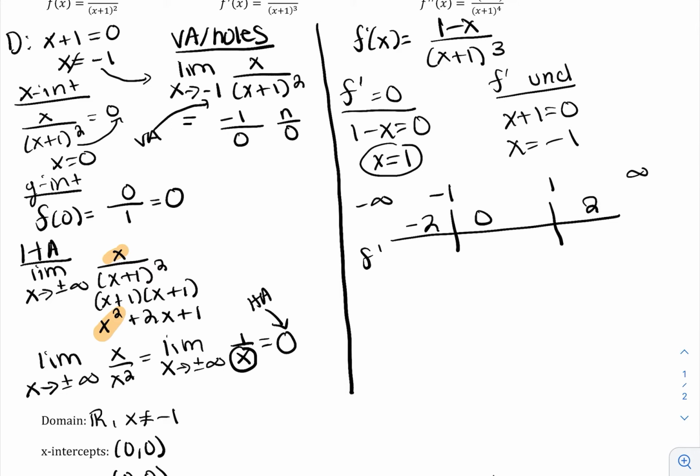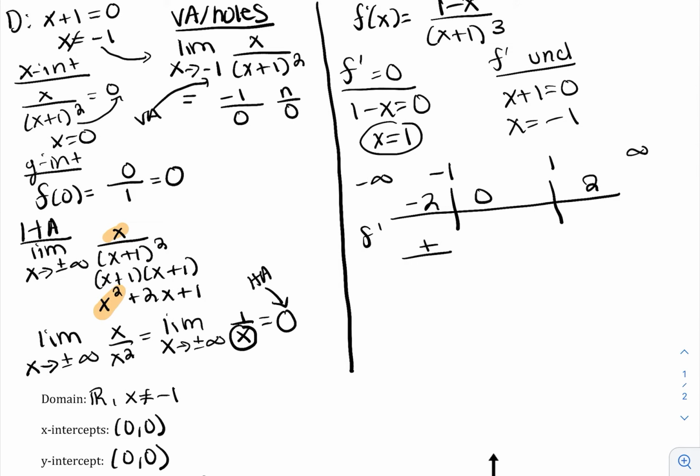So 1 minus -2 is a positive 3. -2 plus 1 is a negative. Negative cubed is still negative. A positive over a negative is a negative. 1 minus 0 is positive 1. 0 plus 1 cubed is positive, so this will be positive. 1 minus 2 is a -1. 2 plus 1 cubed will be positive, so this is negative.